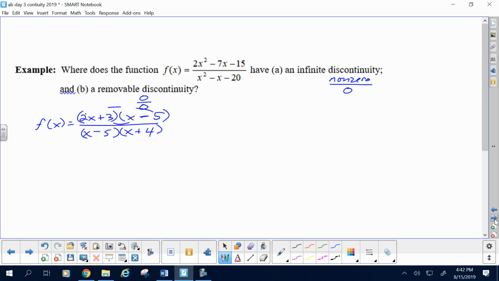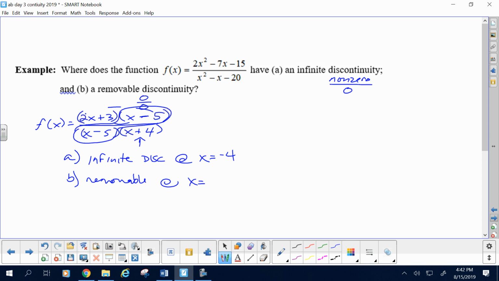So, A, the answer is an infinite discontinuity. Where is there non-zero over 0? Now, I think you'll agree these are the same, so that's removable. That's the 0 over 0 problem. That means we have a non-zero over 0 at -4. So we have an infinite discontinuity at x equal -4. We have a removable discontinuity at x equal 5. That's the idea. Factor, compare where there's zeros, and if it's 0 over 0, it's removable. If it's 0 in the denominator, it's infinite. All right?